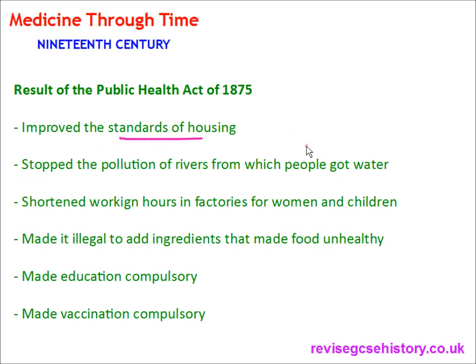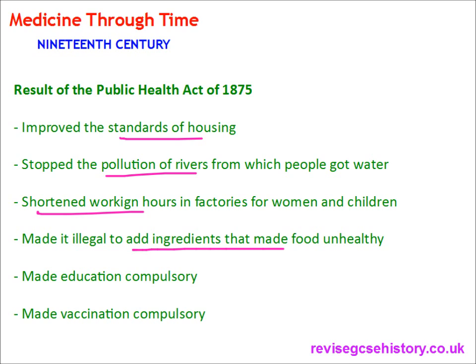It led to further stuff. So, improved standards of housing, stopped pollution of rivers from what people got drinking water out of, shortened working hours in factories for women and children, made it illegal to add ingredients that made food unhealthy. I've not actually mentioned this in this video, but you may be sorry, let me put my teeth in.